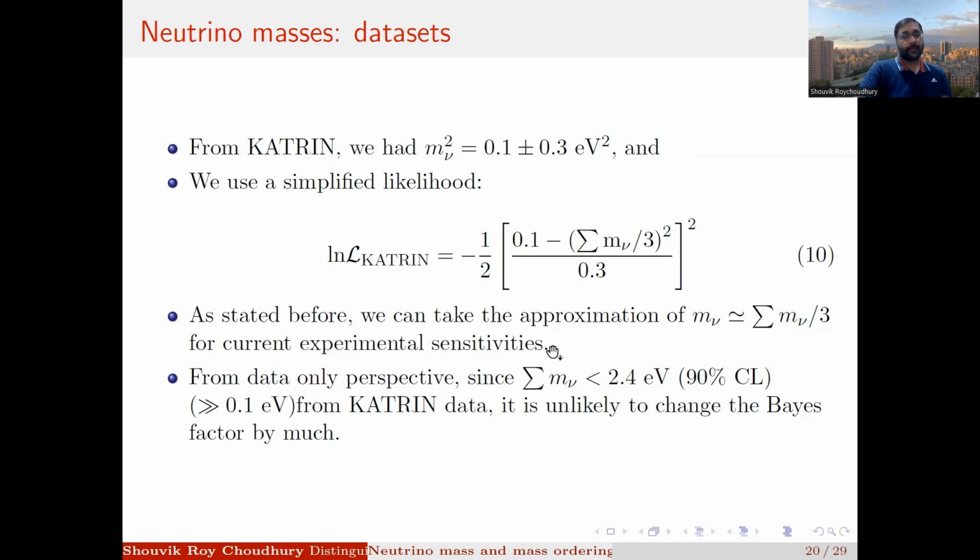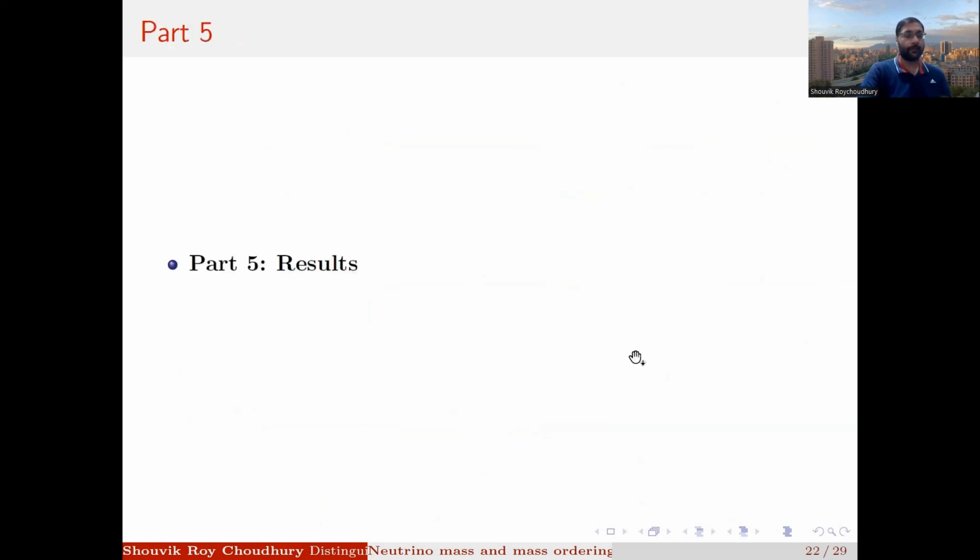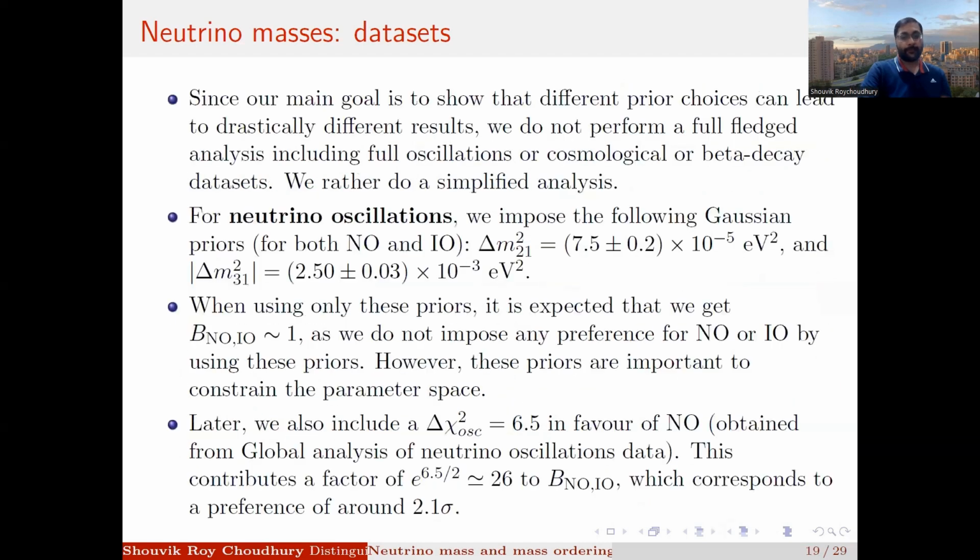The previous analysis with uniform prior on the mass, which was done by me, had shown an NO versus IO odds ratio of 3:2, which is inconclusive at best in various cosmological models. This was with the 0.12 eV result. In any case, even with 0.09 eV, we are not going to get very high evidence for normal ordering. So cosmological data also would not contribute very much to the Bayes factor.